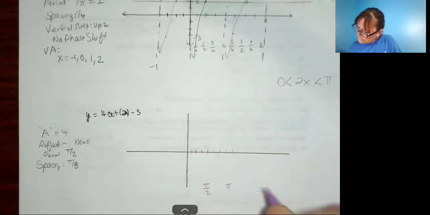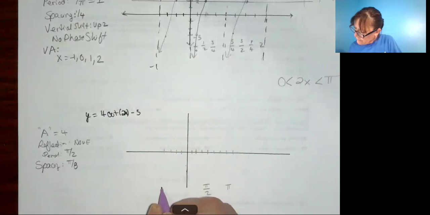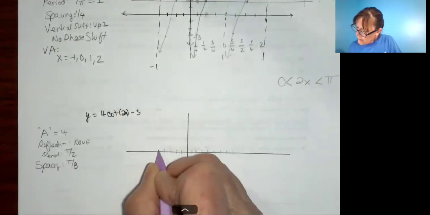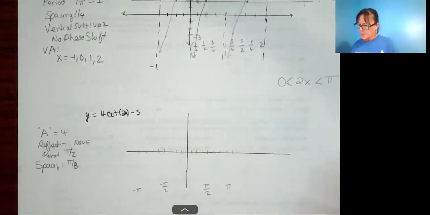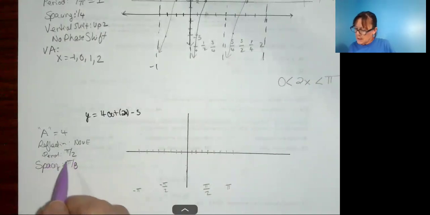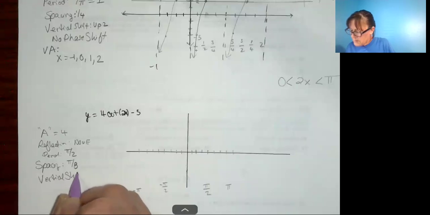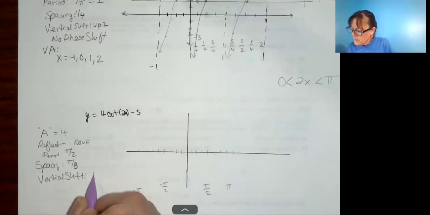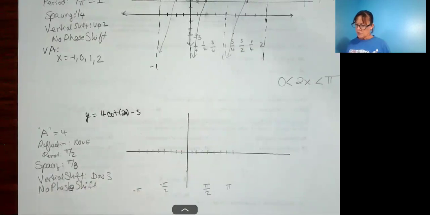This is pi. Negative 1, negative 2, negative 3, negative pi over 2. Negative 5 pi over 8, negative 6 pi over 8, 7 pi over 8, 8 pi over 8, negative pi. All right, that's how we mark up our spacing. Is there a vertical shift? Yep, it's going to be down 3. There's no phase shift. All right, and we got to do the vertical asymptotes.